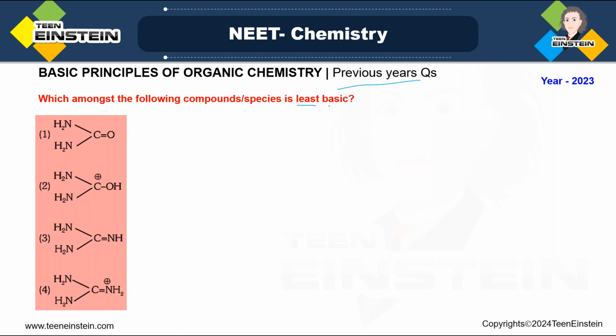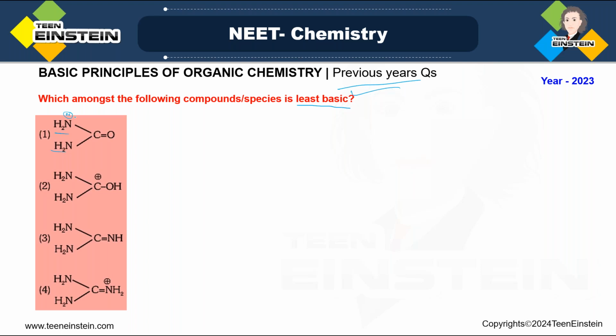Now least basic is mentioned, and you can see in all the four species there is presence of NH2 group. And when there is presence of NH2 group, there is also presence of lone pair. So basically we have to find in which case the lone pair availability will be minimum, because when lone pair availability is minimum, that will lead to least basicity.